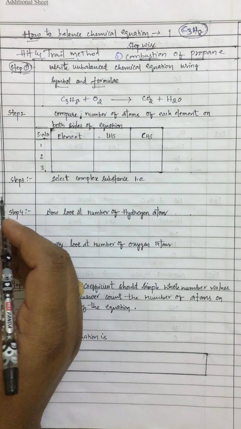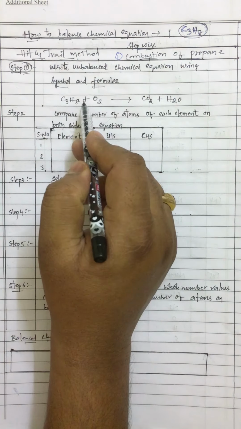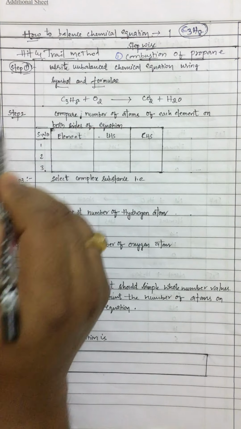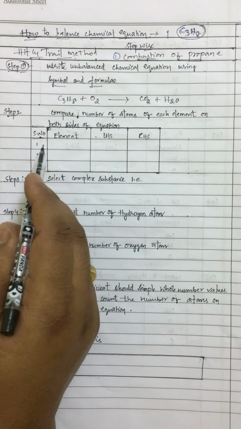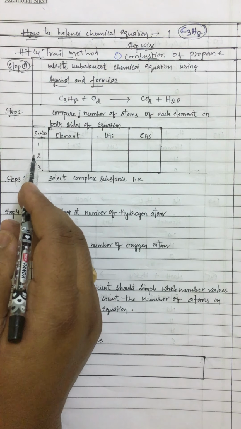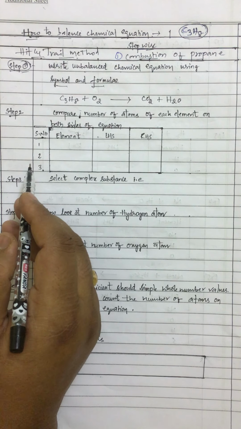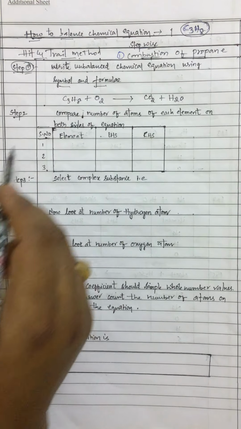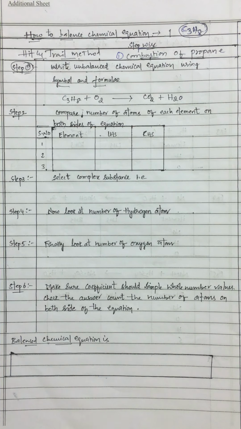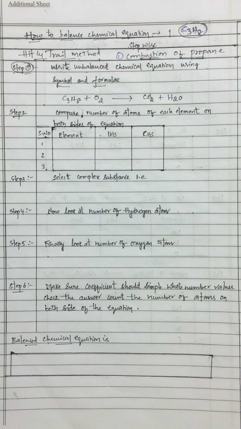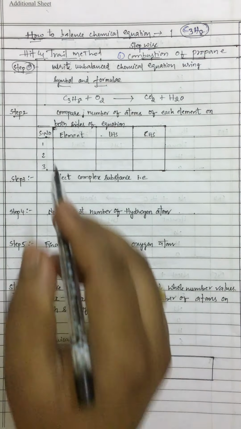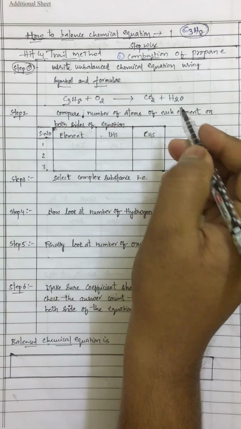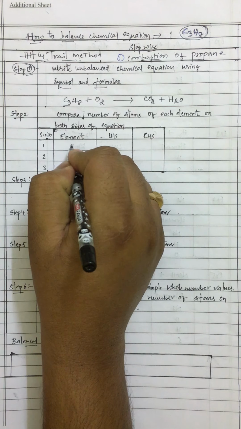After writing step 1, now let us move to step 2. What we need to do in step 2 is compare the number of atoms of each element on both sides of the equation. So what are the elements that are present? Carbon, hydrogen and oxygen.